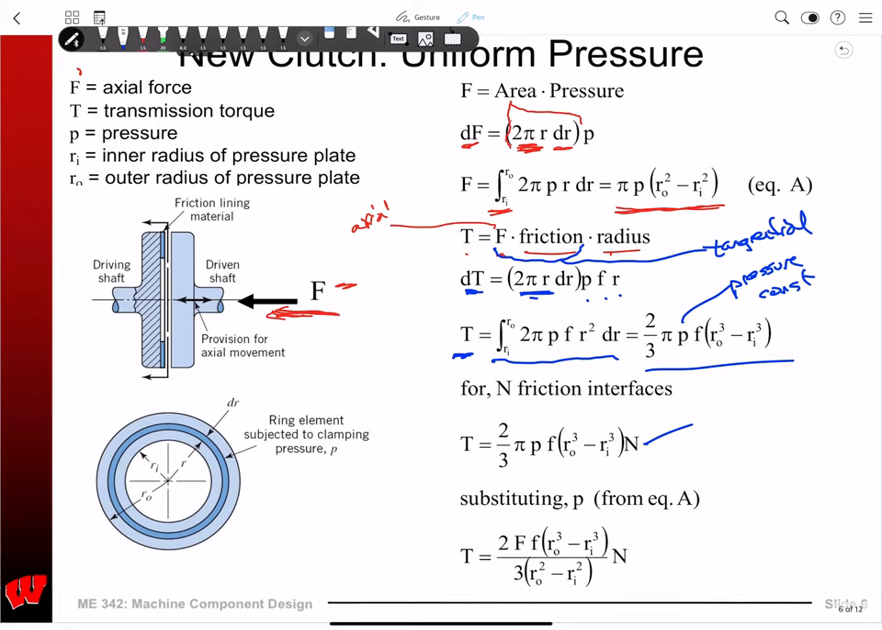So I look at this, and now I substitute, what is the pressure? So I go back up here to equation A, right? So this pressure comes from up there. If I solve for pressure, what do I get? I get force over pi times r squared minus r squared. Okay, so now I get this, and that gets a red box. This is an important equation that gets a red box.